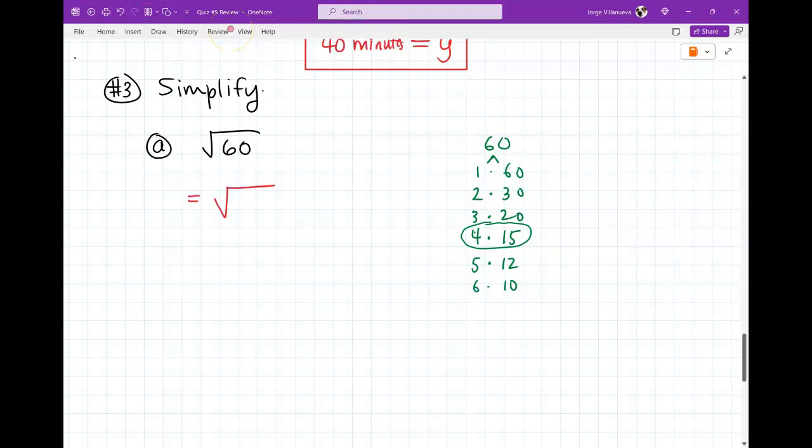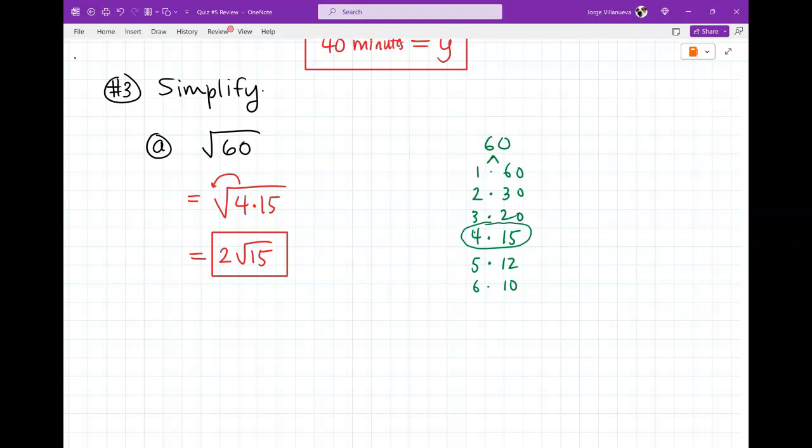So this becomes square root of 4 times 15. What's the square root of 4? 2. So it's 2 radical 15, and I'm done. Okay? So that one's good. And again, if you have a calculator, it'll spit that out. If you can put it in the calculator, go ahead. There's going to be some that may not work. So yeah, if you can do it in the calculator, do it.